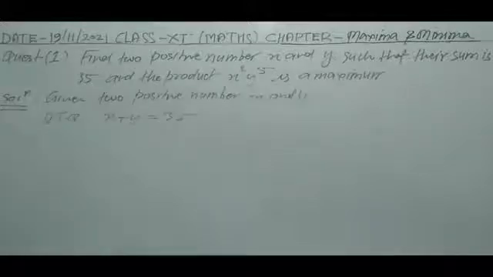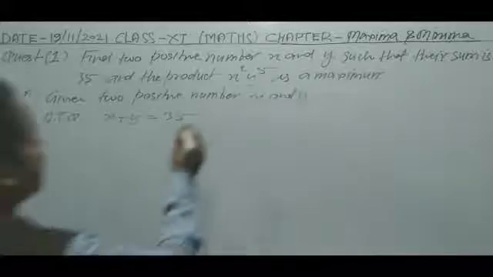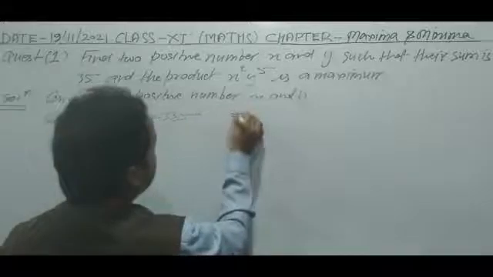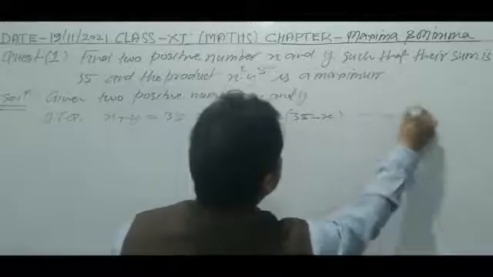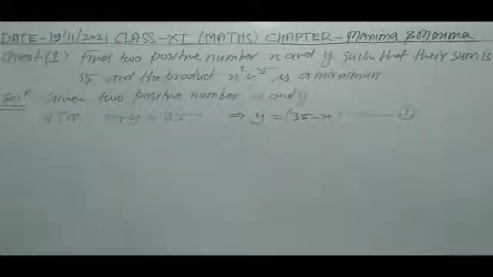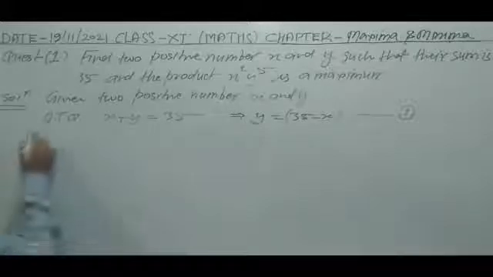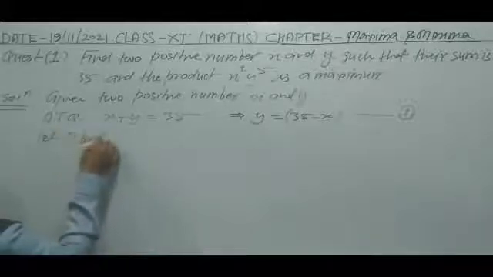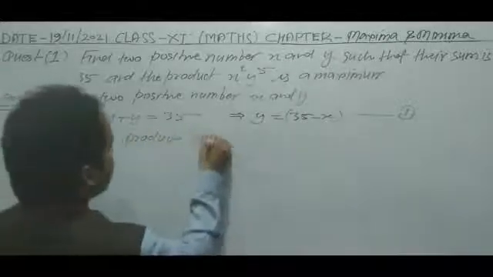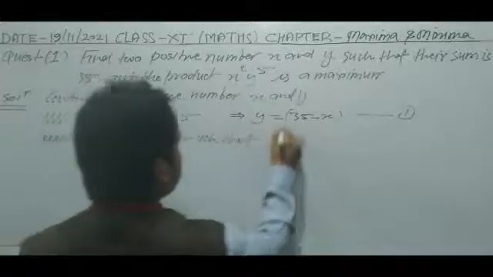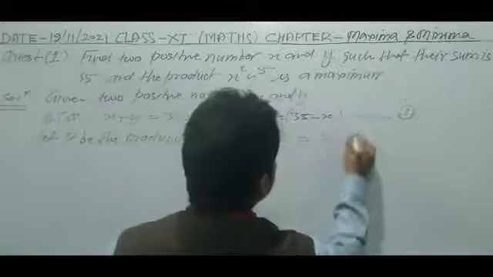Solution is x plus y is equal to 35. Consider this equation 1, and through this equation we can write y is equal to 35 minus x. We have considered equation 1. Now the product is x square into y to the power 5. Let P be the product such that P is equal to x square into y to the power 5.